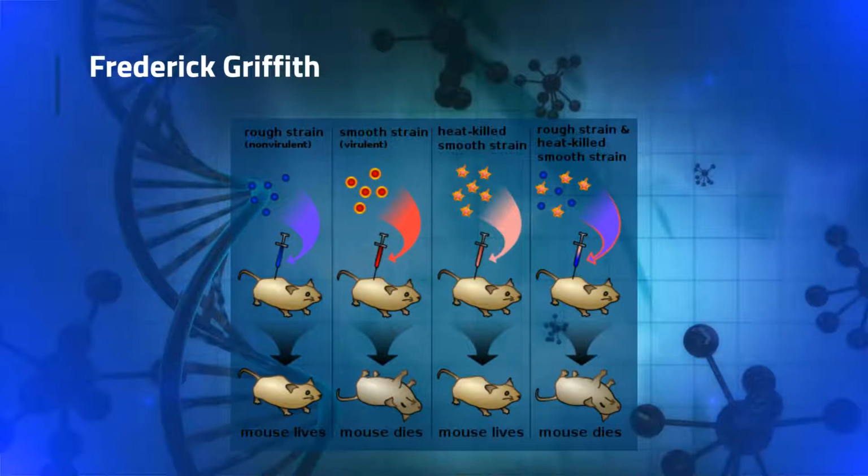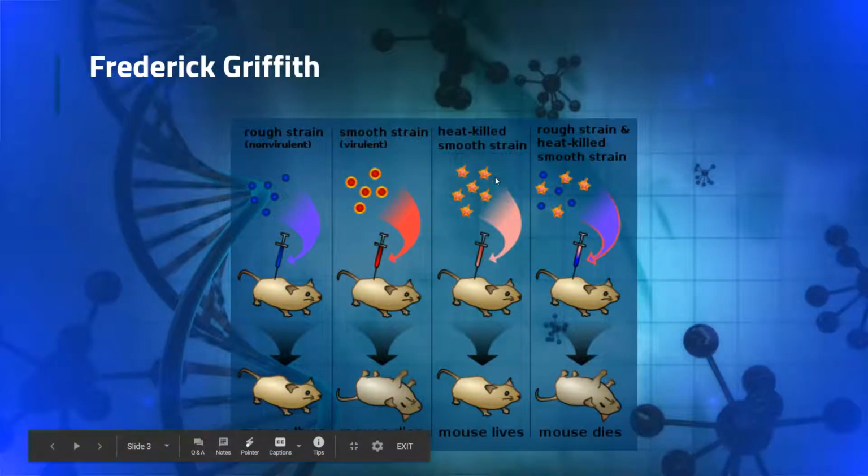For the first experiment, which you can see over here on the left side of the picture, he took the non-deadly strain and injected it into the mouse, and the mouse lived. Big surprise, right? For the second trial, he took the deadly strain of bacteria, injected it into the mouse, and the mouse died. No big surprise there. It's a deadly strain of bacteria. The mouse died. We get it.